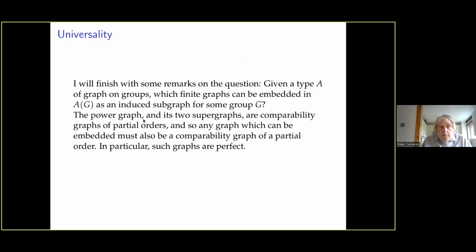The power graph and its two supergraphs are not universal because they are all comparability graphs of partial orders. In other words, in each case, there's a partial order such that two elements are joined in the graph if and only if they're comparable in the partial order. And this is a restricted class of graphs. Not every graph is the comparability graph of a partial order.